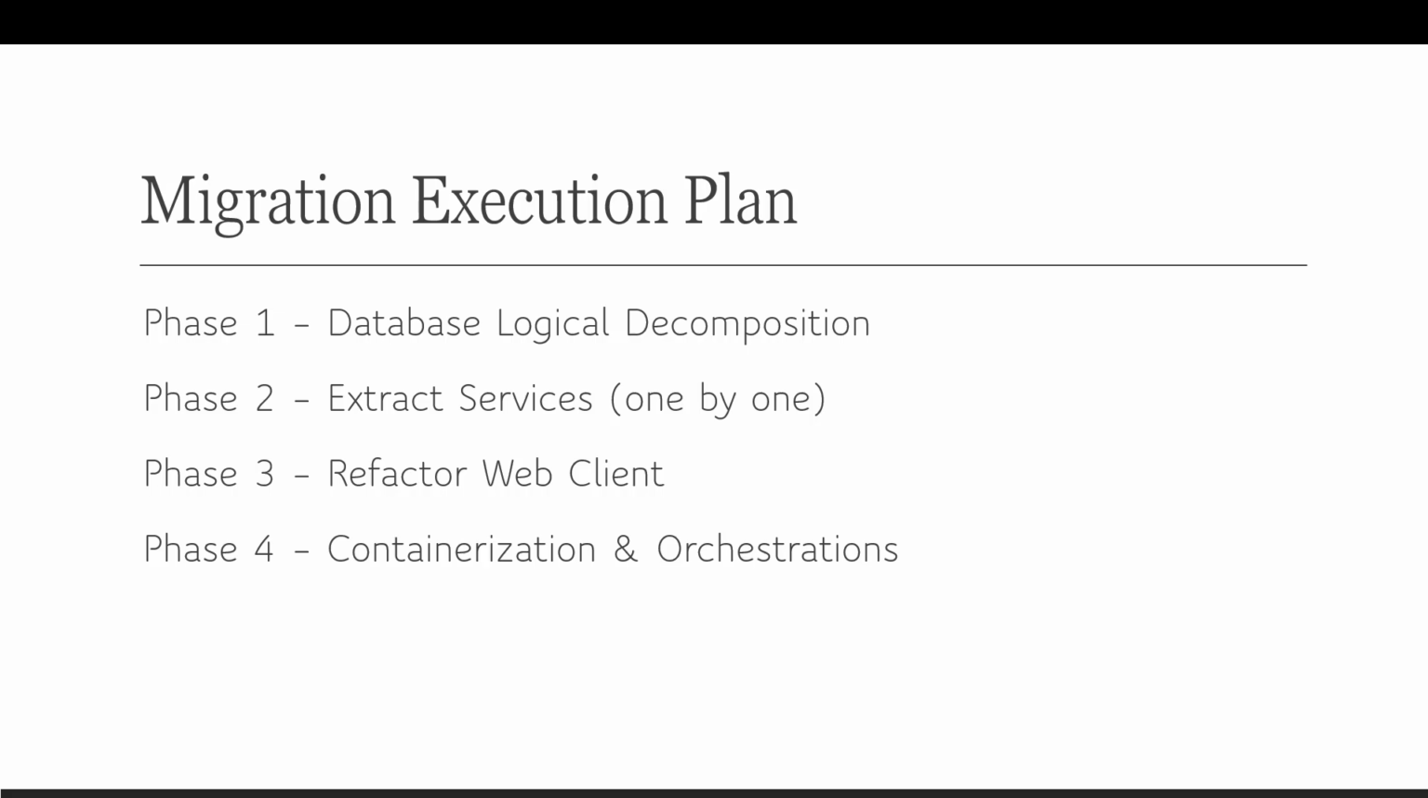Then we have a plan. First, we will be trying to segregate or decompose our database logically, and then we are going to extract services one by one and refactor the web client to consume those services. And we might go with containerization and orchestration to have our different apps running in different containers, allowing different ports to be consumed, and we'll see to that. And we might be introducing Docker down the road.